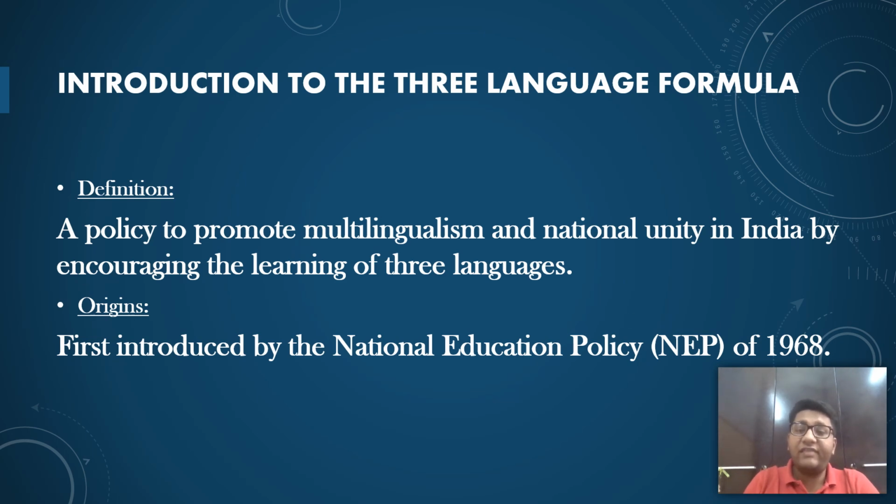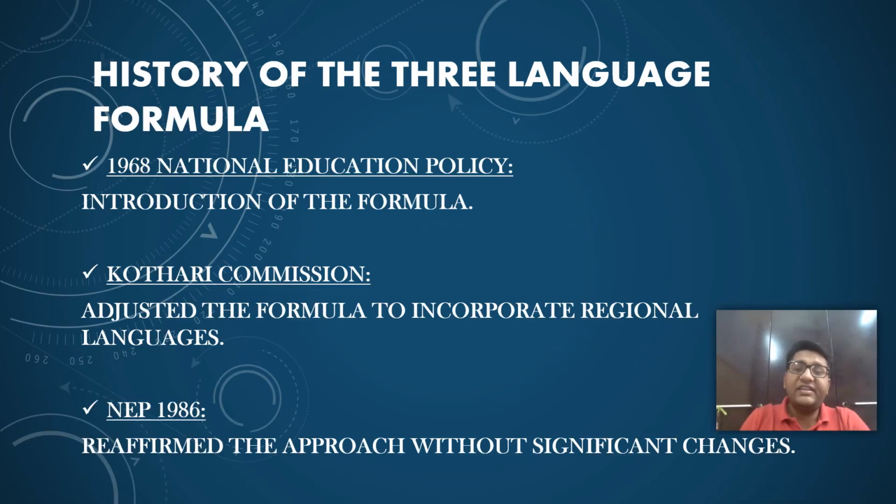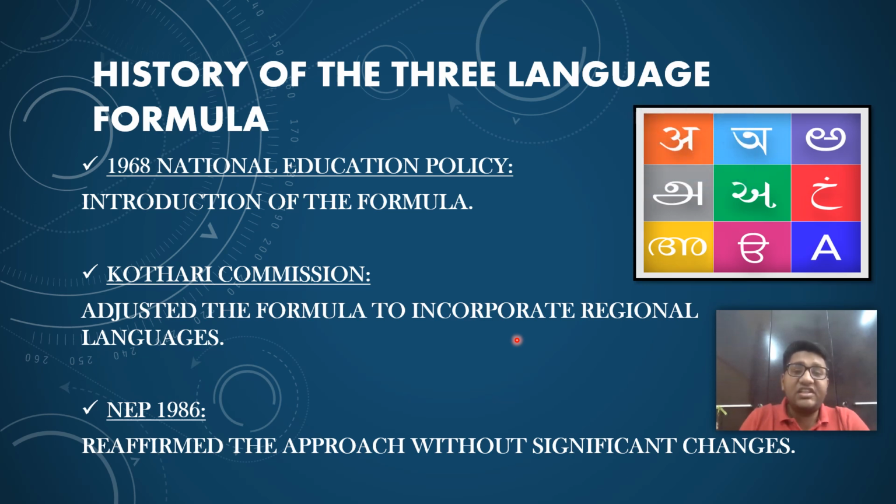Then origin, as we focus on the origin of this concept, it first came into action when the first national education policy was published in 1968, NEP 1968. So the pathway through which this three language formula has evolved starts with the 1968 NEP, followed by the Kothari Commission, where they adjusted the formula to incorporate regional languages, followed by, in 1986, again in the national education policy, they reaffirmed the approach without significant changes to what they mentioned in 1968.